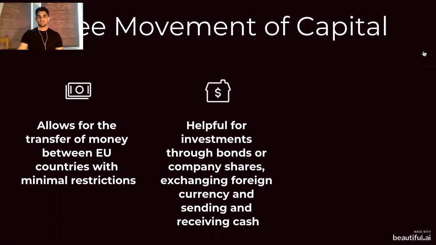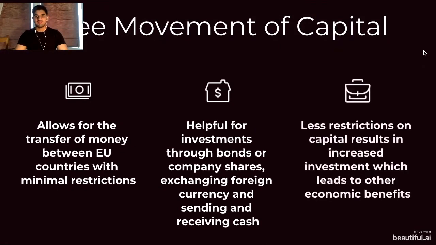So if I wanted to send money to a European country, I wouldn't pay extra fees on top of the Western Union fees. I would just go on and pay whatever that company charges. And the idea is that less restrictions on capital results in increased investment, and that leads to other economic benefits, right?